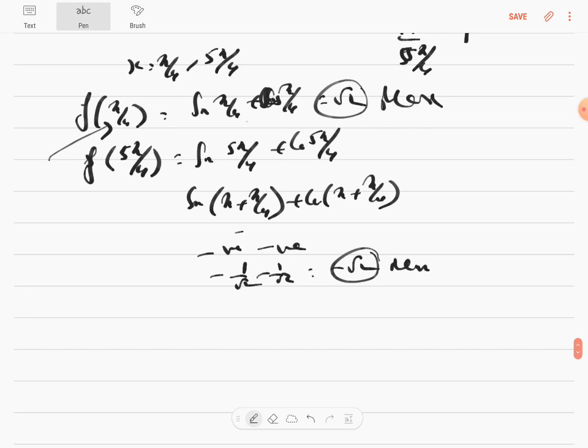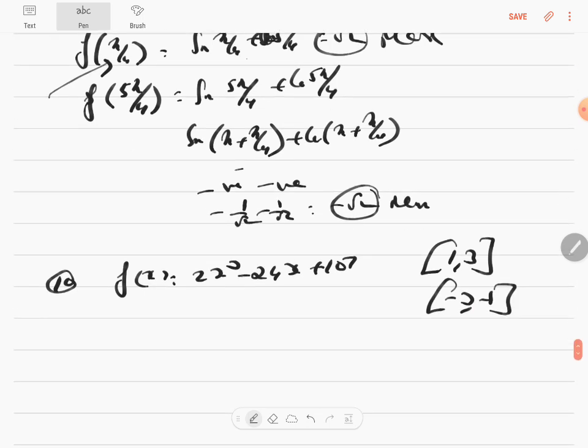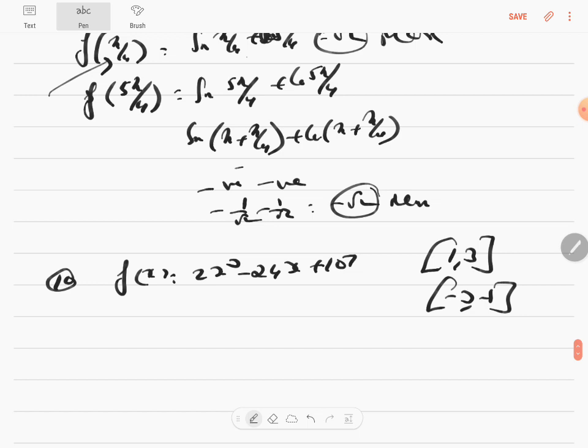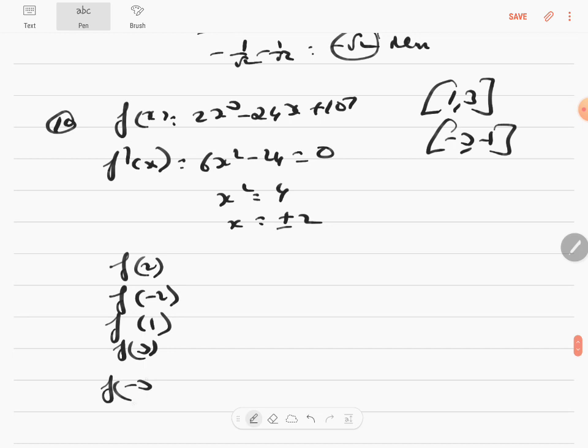So can I go to the next question? The 10th question is f of x is equal to 2x cube minus 24x plus 107. They've given a closed interval 1 comma 3, and another closed interval minus 3 comma minus 1. Let it be anything. I'm going to include the closed interval brackets, the end numbers also. As usual, differentiate it. F dash of x will be 6x square minus 24 is equal to 0. X square is equal to 4, x is equal to plus or minus 2. Therefore, you have to check for f of 2, f of minus 2, f of 1, f of 3, f of minus 3, f of minus 1.